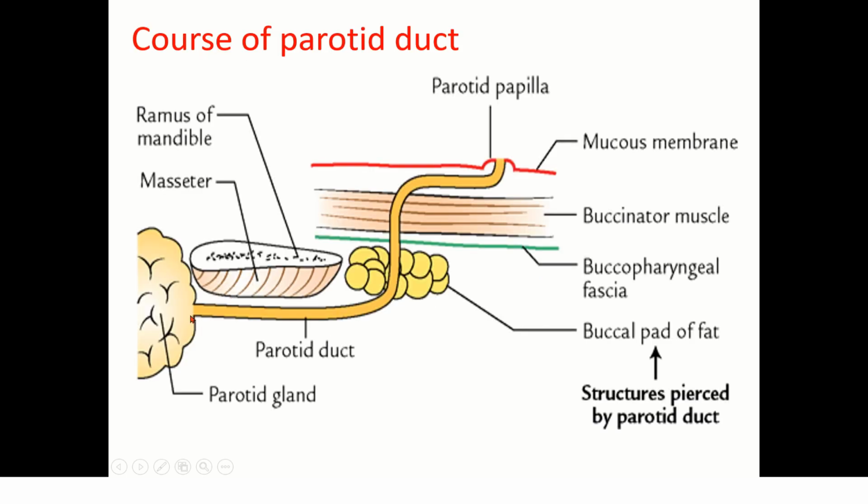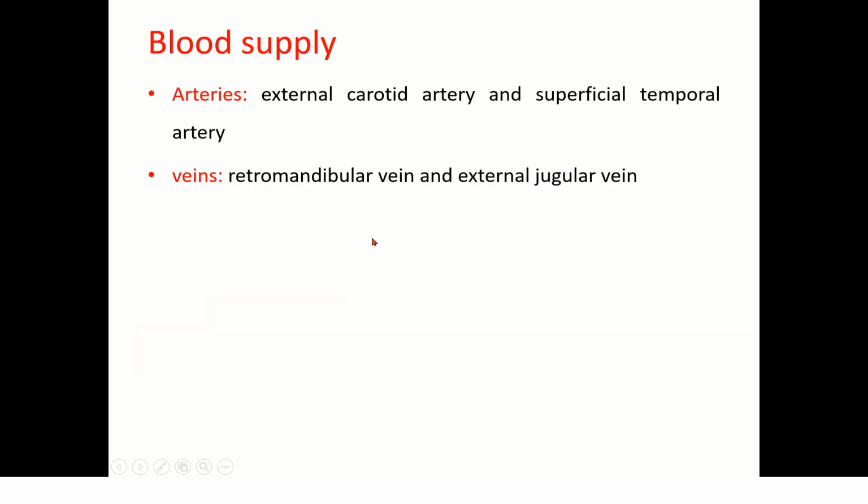You can see here, emerging from the anterior border, resting on the masseter, at the anterior border turning medially, passing through the buccal pad of fat, buccopharyngeal fascia, and buccinator, then passing obliquely and opening on the parotid papilla close to the upper second molar tooth. So, blood supply: mainly supplied by the external carotid artery and superficial temporal artery branches.